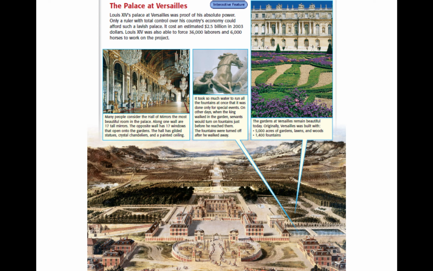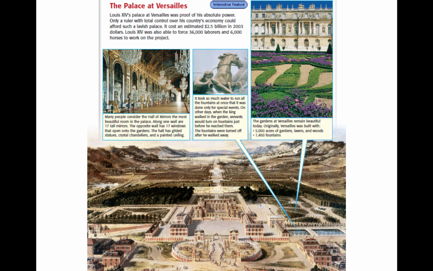It says, Louis XIV's palace at Versailles was proof of his absolute power. Only a ruler with total control of his country's economy could afford such a lavish palace. It cost an estimated $2.5 billion in 2003, so much more than that now. And that's just for the actual materials and everything used, not even counting the labor, because the labor wasn't paid like that. He was also able to force 36,000 laborers and 6,000 horses into work on the project.